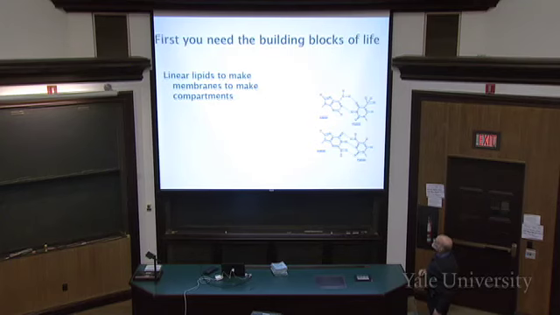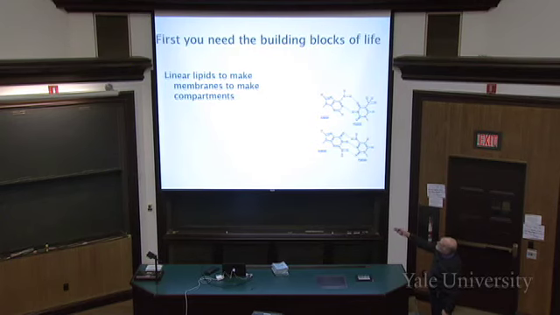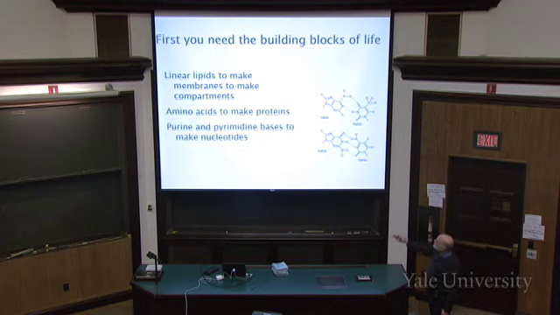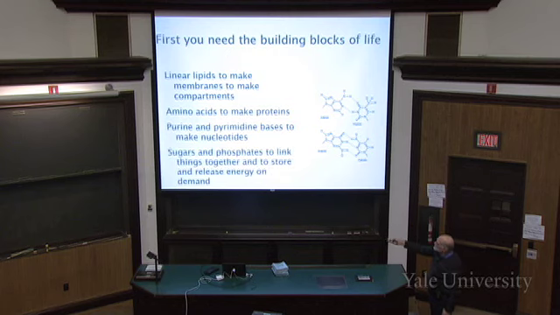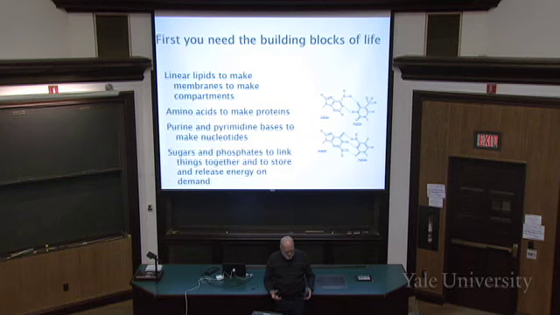So you need the building blocks of life. You need linear lipids. They can make membranes and they can make compartments. You need amino acids to make proteins. You need purines and pyrimidines to make nucleotides. You need sugars and phosphates to link things together. And so there's a branch of origin of life research that specializes in the chemical conditions under which you'll get these building blocks.